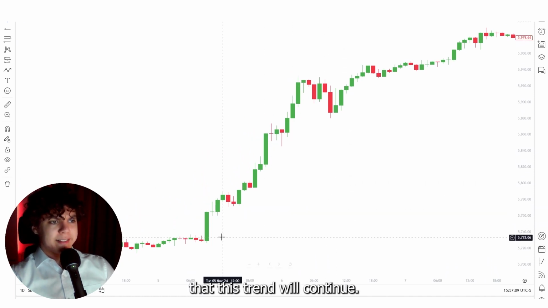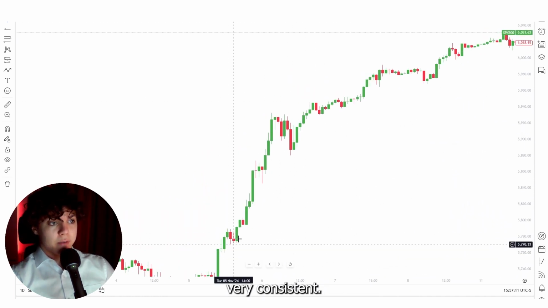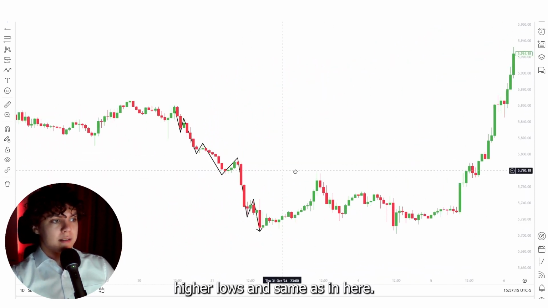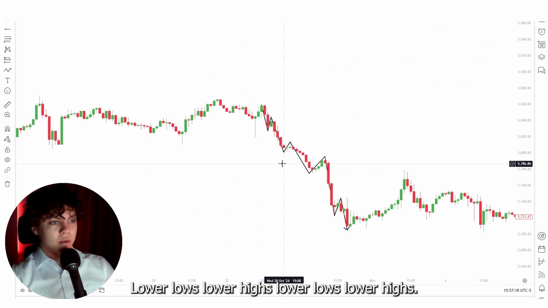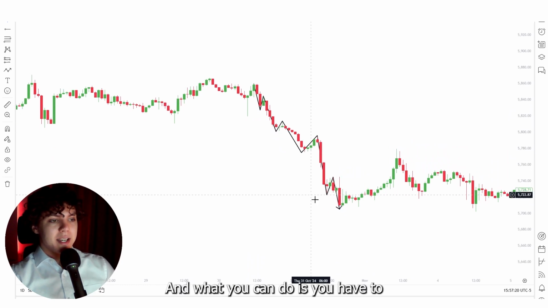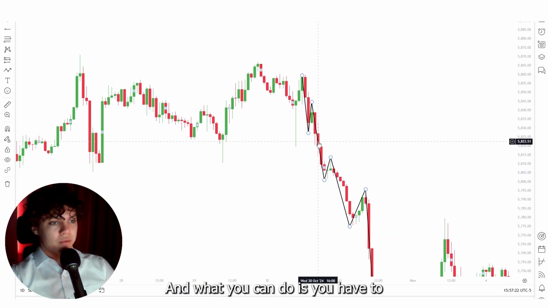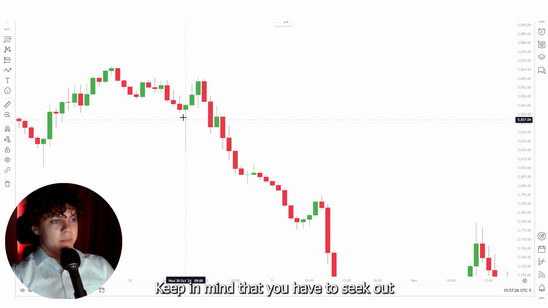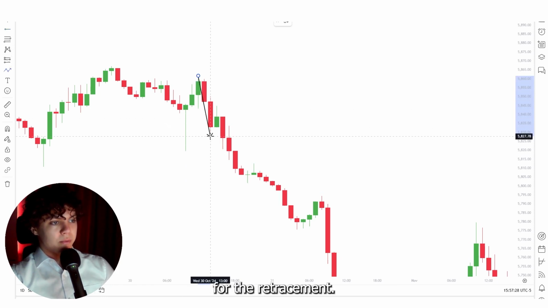And the simple reason why you need to buy and follow the trend in the uptrend is for the simple fact that these trends will continue. As you can see, they're very consistent. They move like this to the upside in higher highs, higher lows, and same in here, lower lows, lower highs. They move constantly. Every time there's a new lower low created, keep in mind that you have to seek out the retracement.